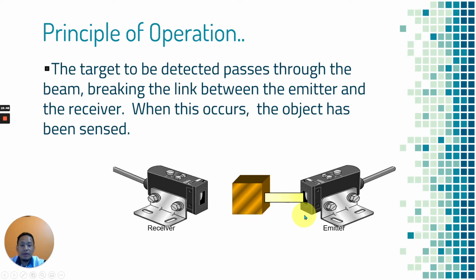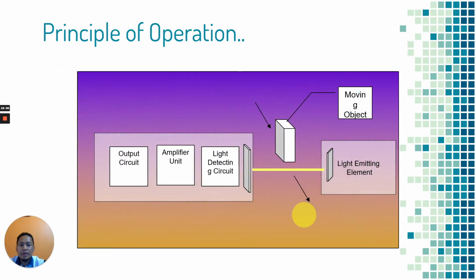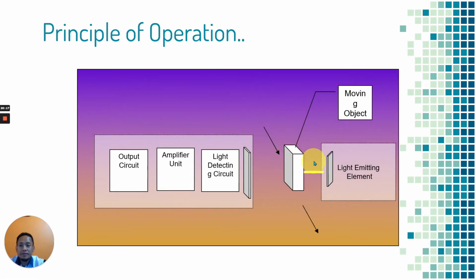So this is very simple. And this is the principle of operation. For example, there are light emitting elements. On your right, the light emitter. This is the detector. When the object is passing through, the light will not be detected by this detector. So it means the object is present.